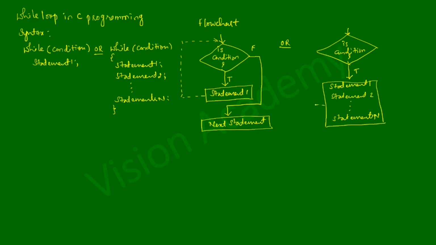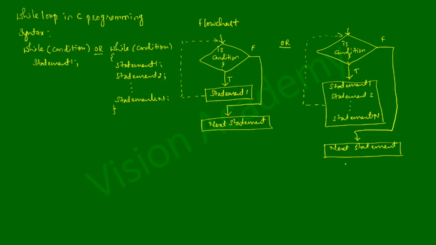So this set of statements must get executed repeatedly until the condition is true, correct? Once it is false, control comes out of this looping construct, and then it is going to execute the next statement. So write it in a rectangular box.